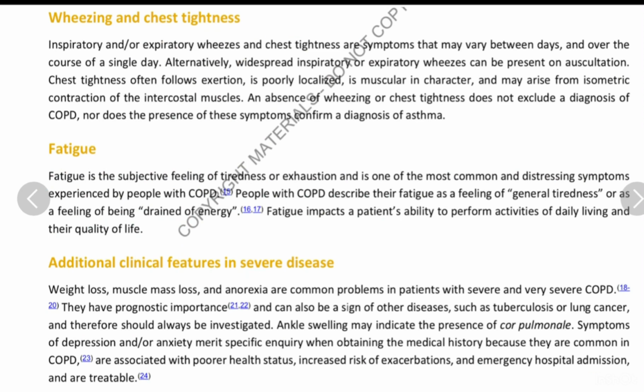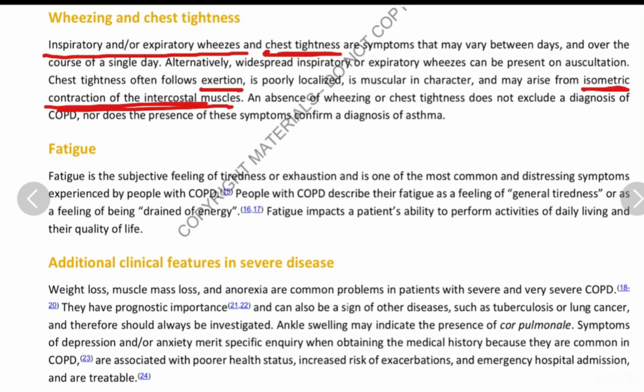Now they are talking about wheezing and chest tightness. Inspiratory or expiratory wheeze could be there, and chest tightness are symptoms that may vary between days or over the course of a single day. They are telling us that chest tightness often follows exertion, is poorly localized, is muscular in nature, and may arise from the isometric contraction of the intercostal muscles. So this chest tightness is due to isometric contraction of intercostal muscles.